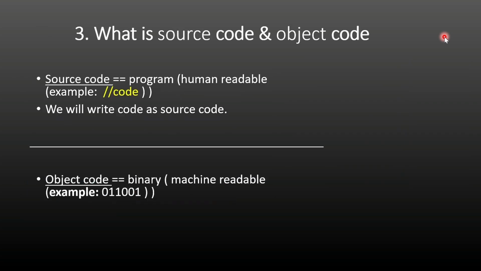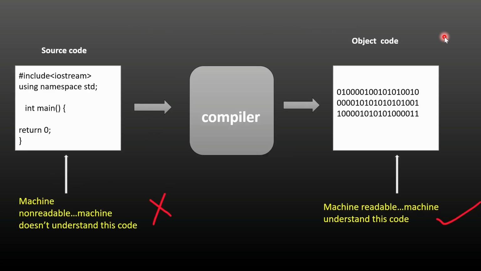What are source code and object code? The source code is the program which is human readable. Here the source code is the C++ program and the object code is machine level language or low level language which is formed by 1 and 0.